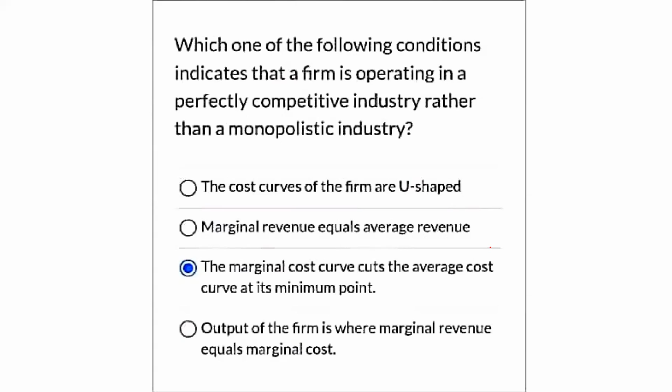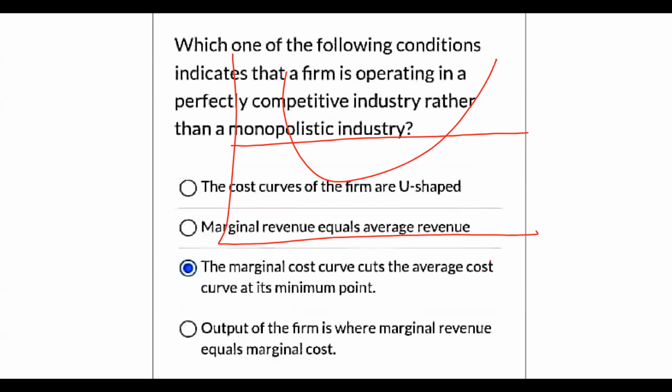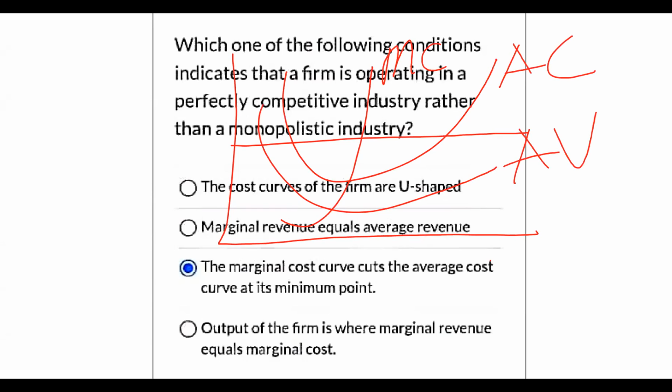That's what differentiates them. You're trying to look at how perfect competition differs from monopolistic competition. Which one shows that this is perfect competition, not monopolistic? In short, what's the difference? In perfect competition, we said that the marginal cost always cuts the average cost at the minimum point, including the average variable cost. I think we highlighted these points.